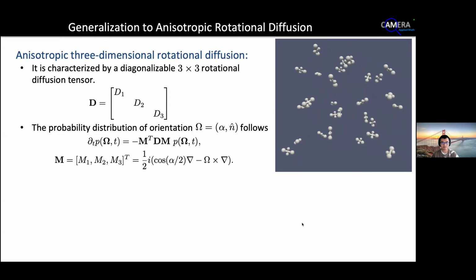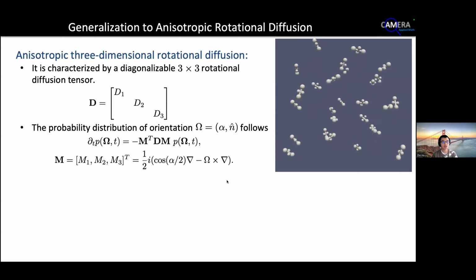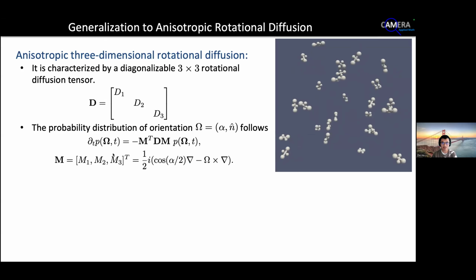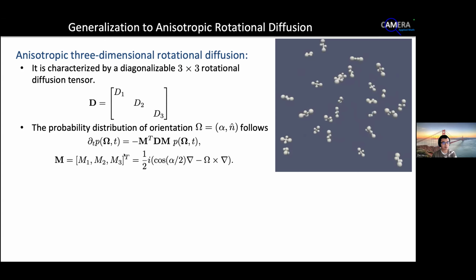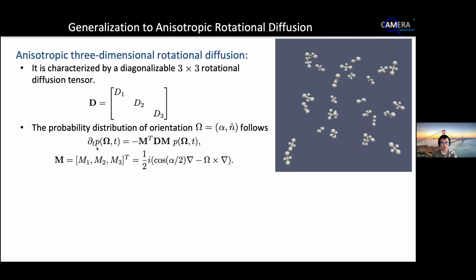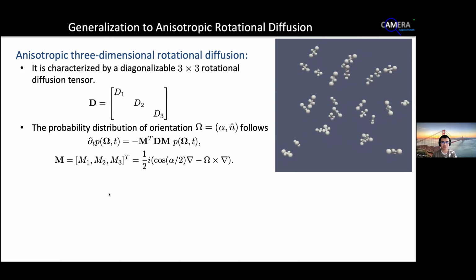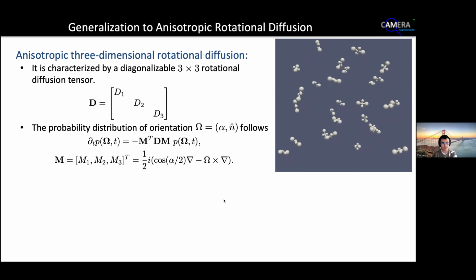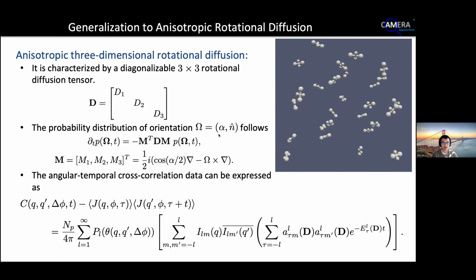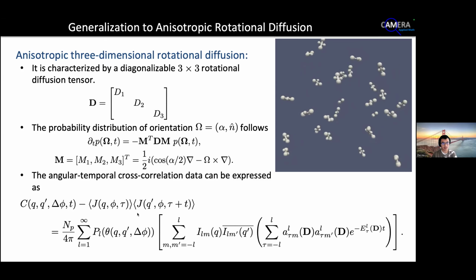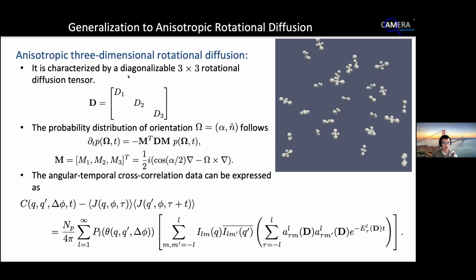So the partial differential equation describing this rotation diffusion was derived by Favro in 1960. Here, capital Omega is still the orientation, and p is the distribution over the rotation group SO(3). And M is still the set of quantum mechanical angular momentum operators, satisfying the usual angular momentum commutation relations. Given the partial differential equation, we can establish the following model, like in the isotropic case, to relate the angular temporal cross-correlation to the rotation diffusion tensor.